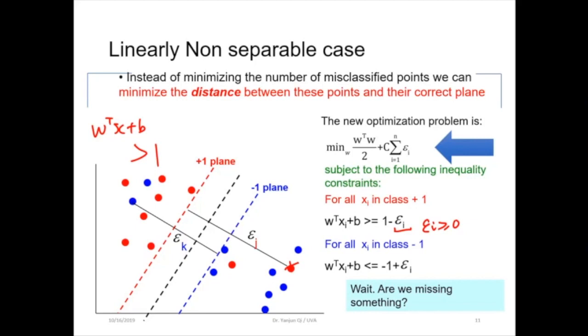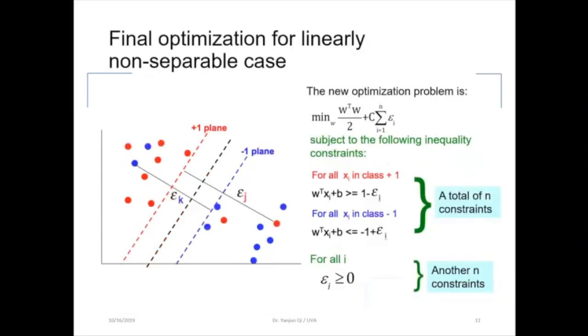And then you can do the same thing for the negative points. So this contributes a total of n constraints plus another n constraints to require each epsilon I to be larger than or equal to 0. So together, in this soft version, you have 2n constraints, instead of unconstrained in this separable hard case.